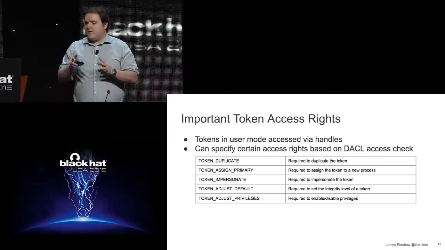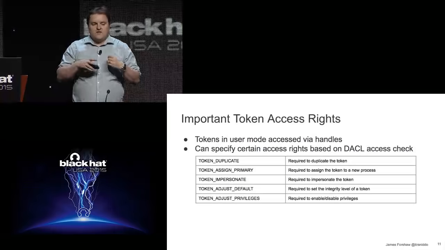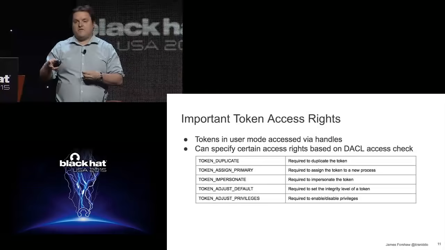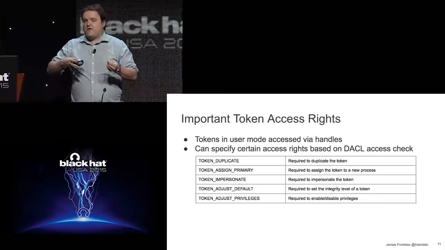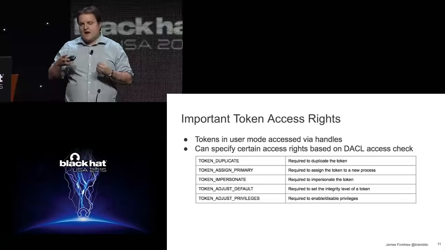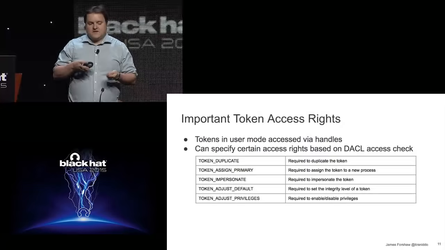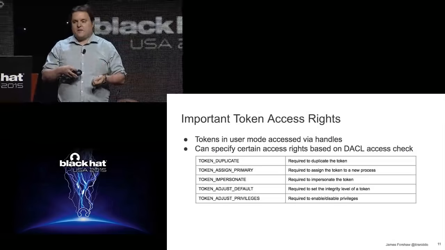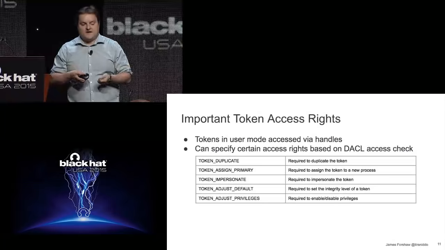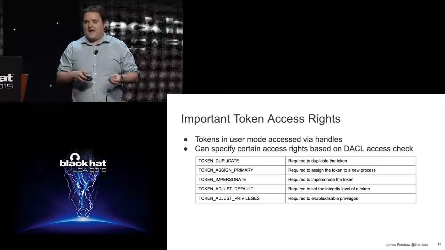Now, in common with all, or pretty much all, kernel objects, you can actually access it from user mode. There are system calls to get hold of access tokens and manipulate them. So when you do that, you get hold of a handle to that kernel object, because obviously user mode can't talk to the pointer directly. And it has certain access rights which you can get access to. And these are the important ones to bear in mind when you're looking at token work. Things like, can I duplicate the token? Can I assign it as a new token for a new process? Or can I impersonate that token? And if you don't have these rights, then you can't actually perform that action. And that can become quite important for certain events.